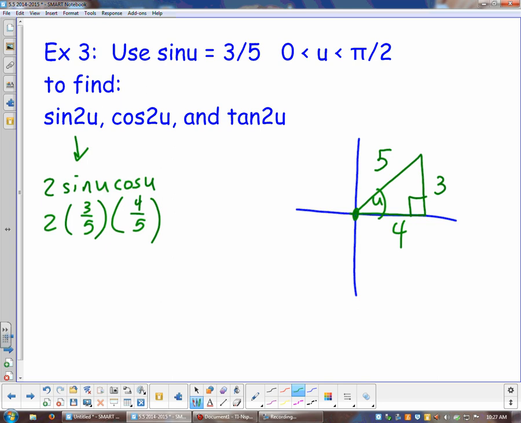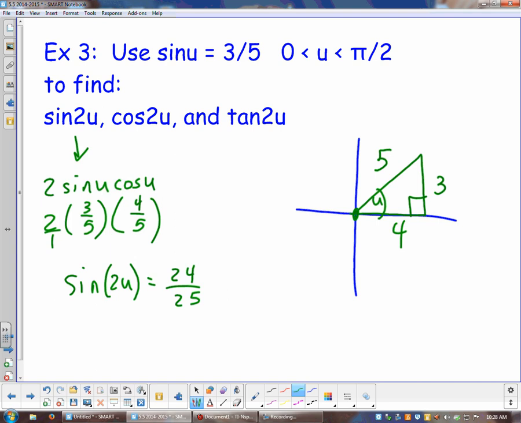Now that we have sine of 2u, you really could use sine squared of 2u plus cosine squared of 2u equals 1, right? You could find cosine 2u that way. Or we could actually use one of our formulas for cosine of 2u. For example, we could just use the one that involves sine only, because we were given sine. So 1 minus 2 sine squared, for example. I'm just making up one, but you could really use any of them that you want.